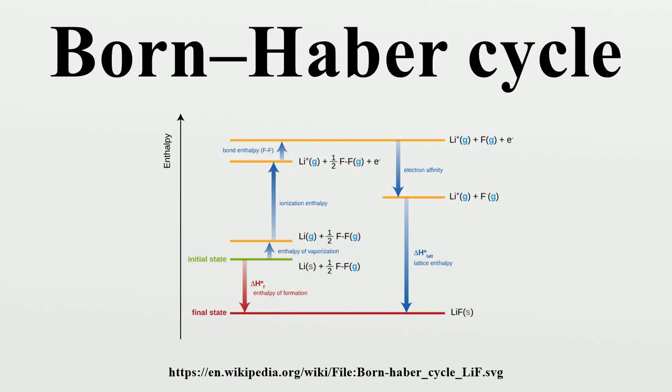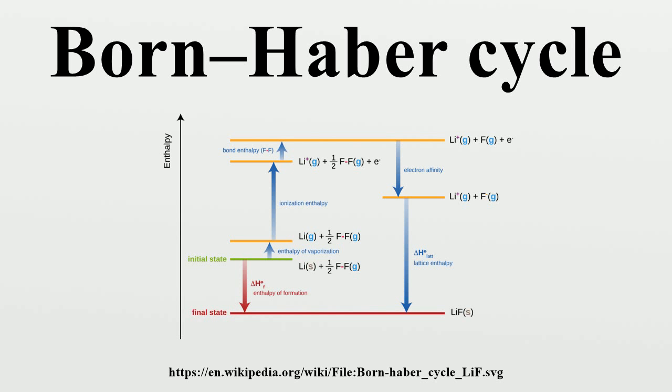The sum of the energies for each step of the process must equal the enthalpy of formation of the metal and non-metal. V is the enthalpy of sublimation for metal atoms. B is the bond energy. The coefficient 1/2 is used because the formation reaction is Li plus 1/2 F2 gives LiF.